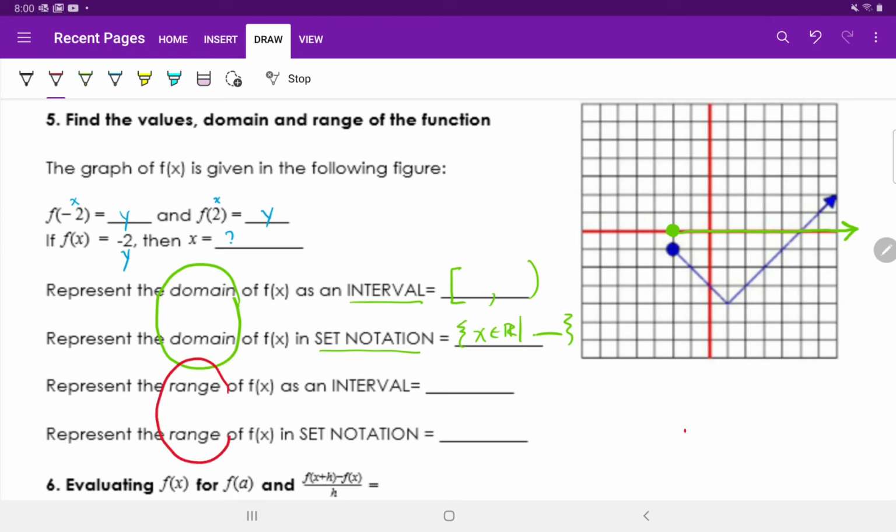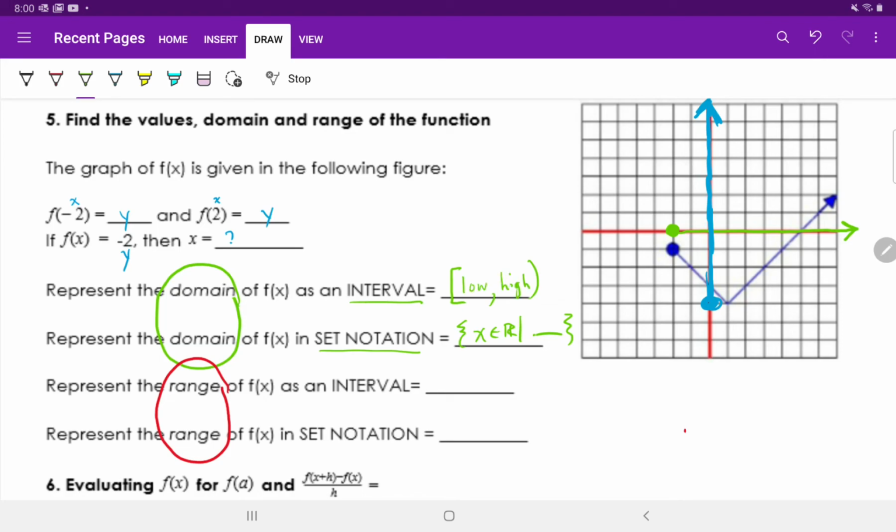Range, very similar. We want all of the y values. Well, red was a poor choice. I guess we'll just use blue. All of these y values, and it looks like these are going to go up forever, so we'll have an arrow going up forever. And when we write it in interval notation, I want you to be very, very careful. Of course, our values always go from low to high.